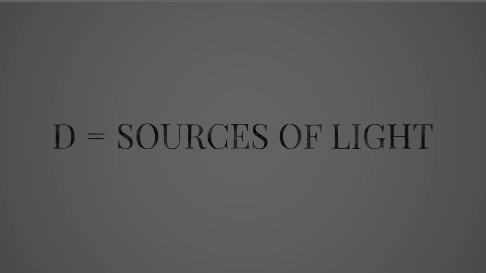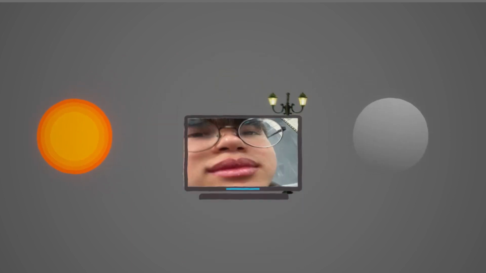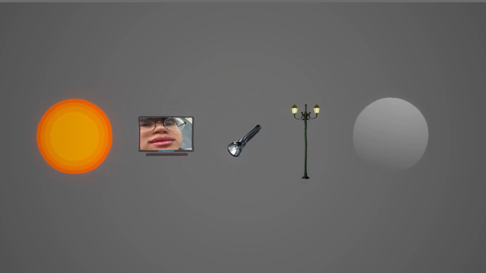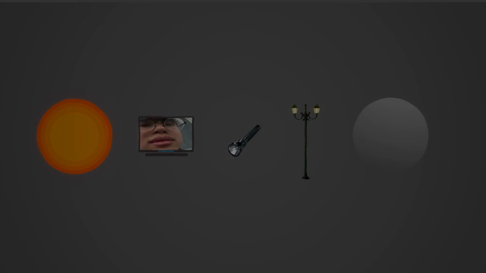On the other hand, D stands as sources of light. This can be seen in the sun, the moon, street lamps, television, flashlights, and many other things that have become essential to our everyday life.